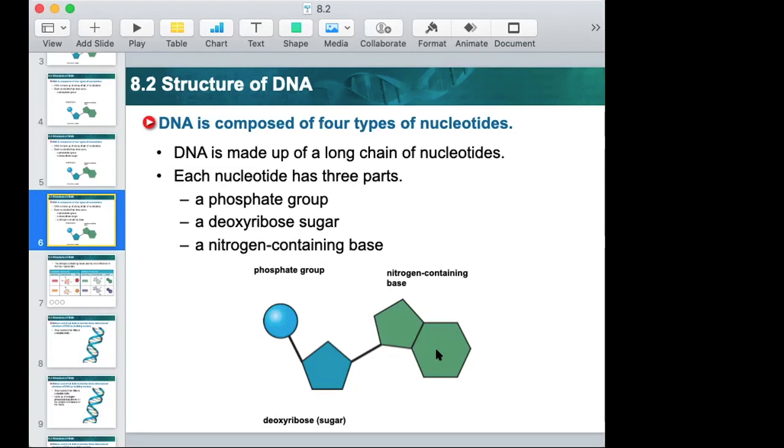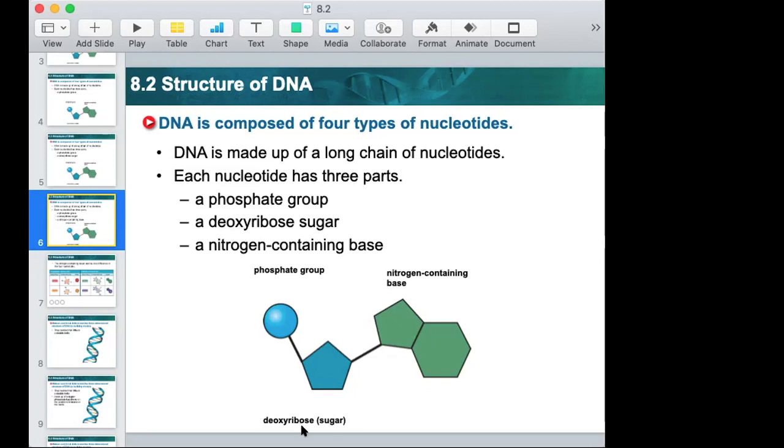So those are the basic parts of DNA. And that just makes up 1 nucleotide. And you have about 3 billion of them in each cell in your body. And the sequence of those gives you the traits that you have. Does everybody have these down?